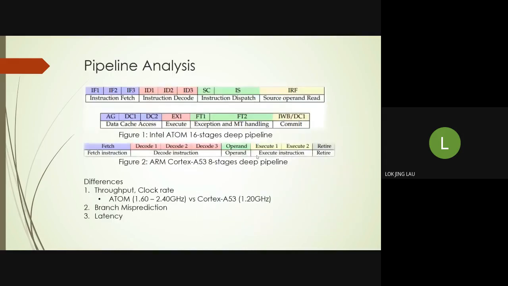For the next one, the pipeline analysis, you can see in figure one that the Atom has a 16-stage pipeline and ARM only has 8 stages. The difference is that the Atom was able to achieve 1.6 to 2.4 gigahertz, and for the Cortex, we only have 1.2 gigahertz maximum. But there are several pullbacks: if we increase to the 16 stages of the Intel, we have a higher penalty for branch mispredictions. And as more flip-flops are implemented in the deeper stages, the 16-stage pipeline of the Atom has a higher latency. Therefore, those are the pullbacks.